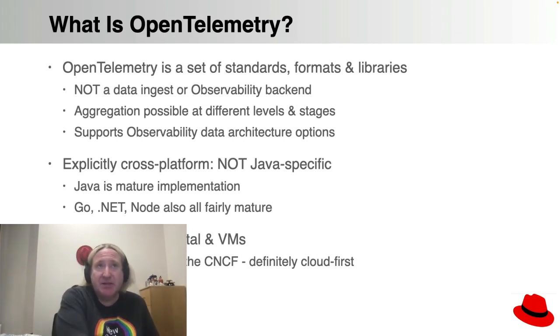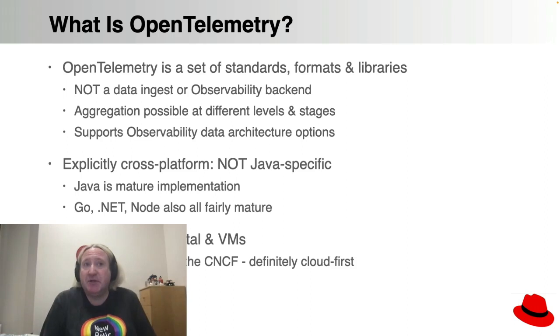So OpenTelemetry is a set of formats, open standards, and libraries. It is not about data ingest, backend, or providing visualizations. It is about the components which end users will fit into their applications and their infrastructure. And it is designed to be very flexible, and it is very explicitly cross-platform. It is not just a Java standard. Java is just one implementation of it.